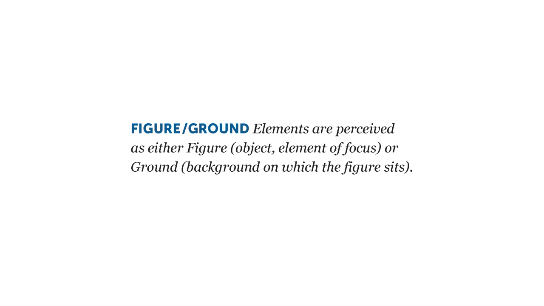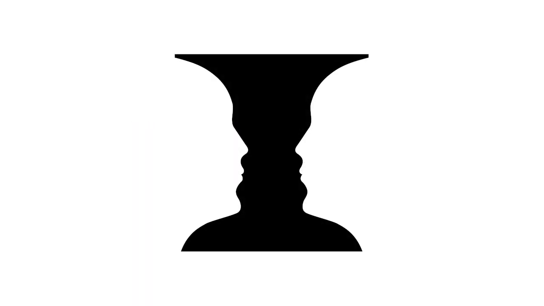Let's start with the law of figure-ground. Elements are perceived as either figure or ground. A figure being an object or element of focus, the ground is what the figure sits on. We talked about this when we were talking about positive and negative, so I won't belabor the point again here. Simply, whatever is in front is the figure, and whatever you perceive as being behind is the ground, or the background. Keep in mind that people's perception of figure and ground can be different, so it's your job to direct them to see the relationships as you define them.